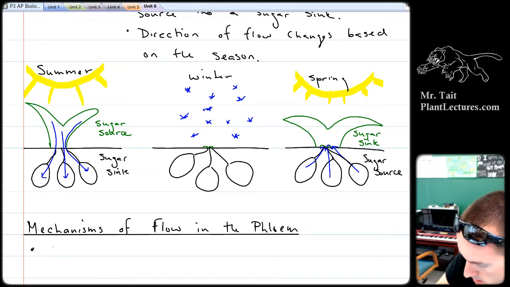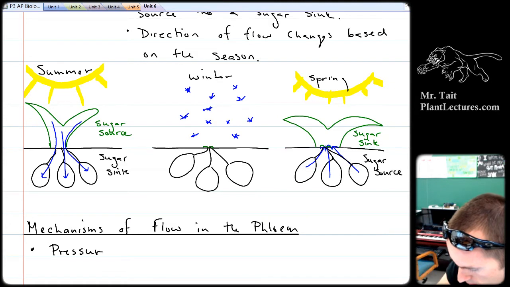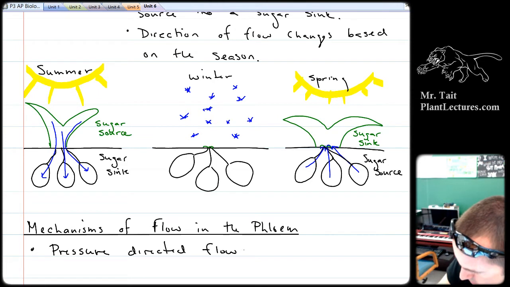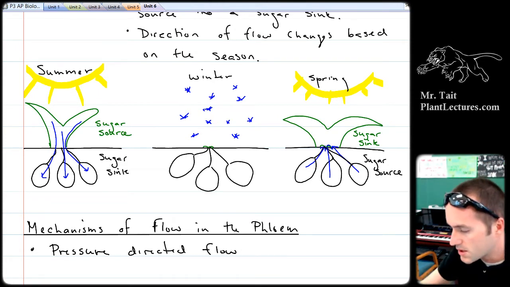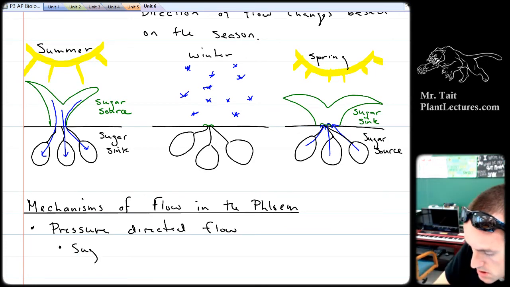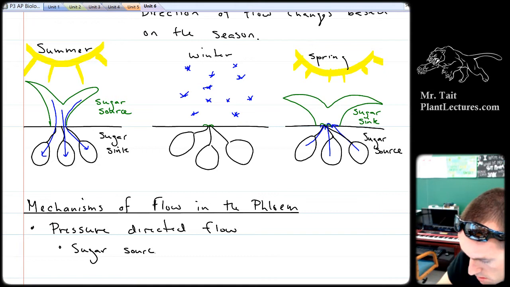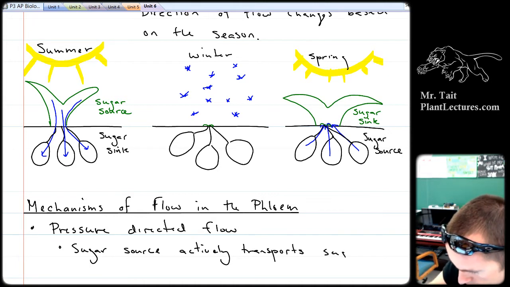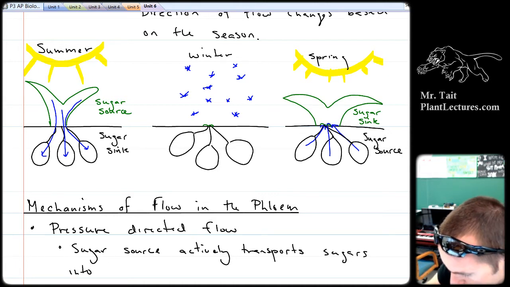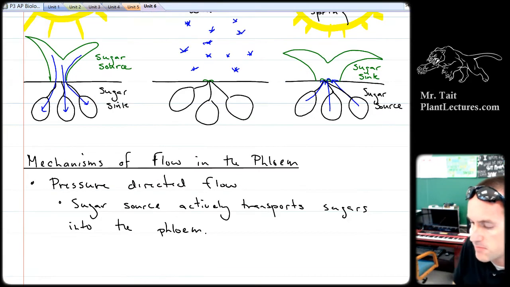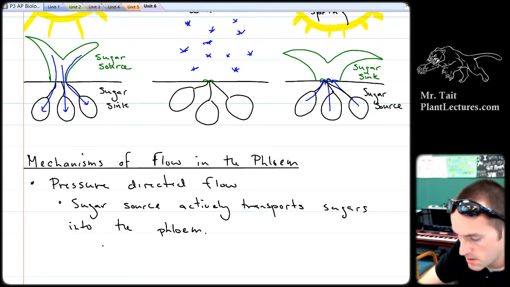This is called pressure directed flow. Okay? And the way that pressure directed flow works is this. It's going to rely on osmotic pressure. So step one, the sugar source actively transports sugars into the phloem. Okay, this increases the sugar concentration.